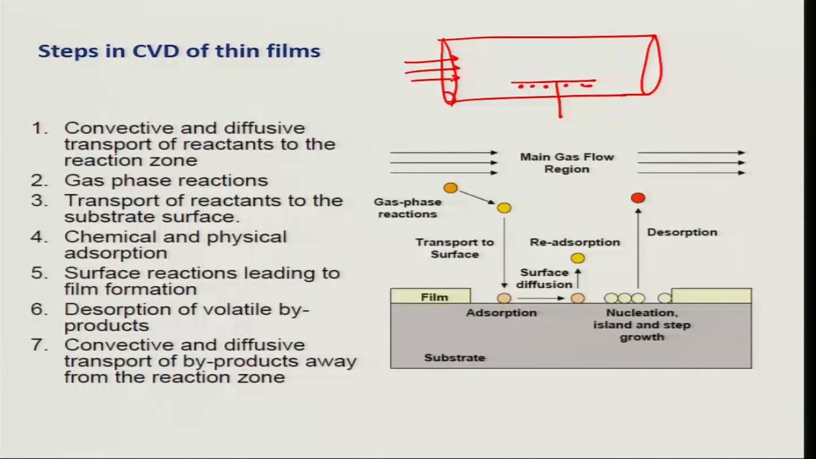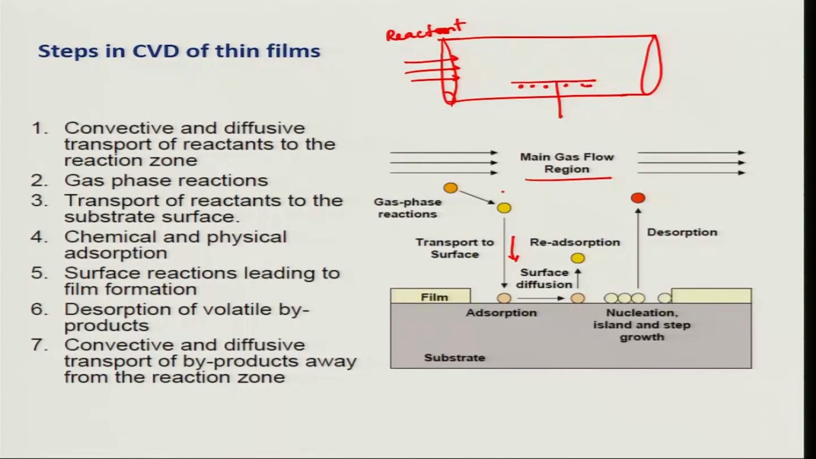What are the different steps involved in the deposition of thin films? Far away from the substrate there will be a main gas flow region, and convective and diffusive transport of reactant, which is my gas, to the surface where they react is important. Far away from the surface it will be mostly convective flow, and close to the surface it would be diffusive flow.